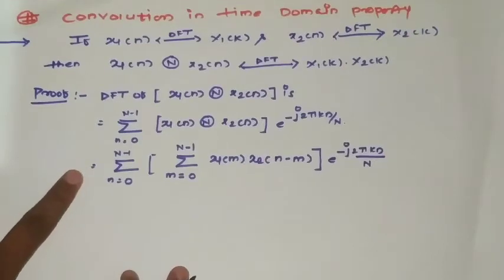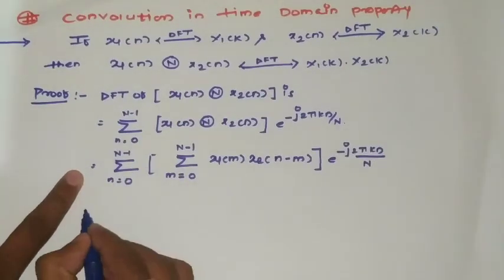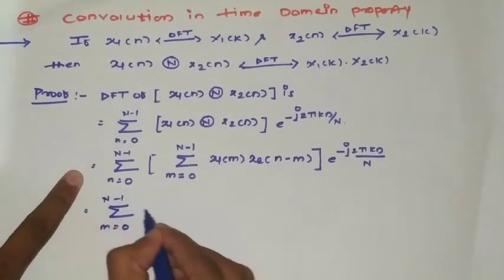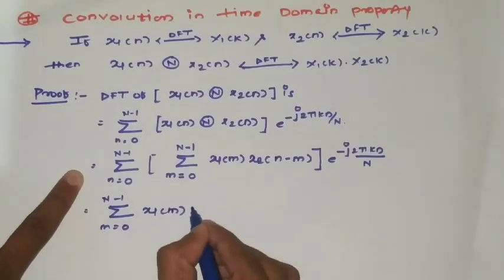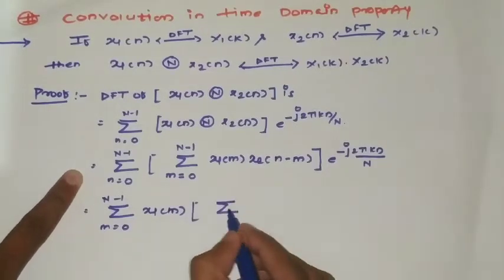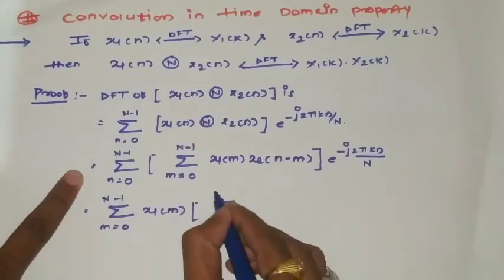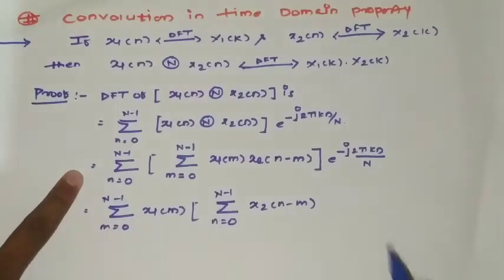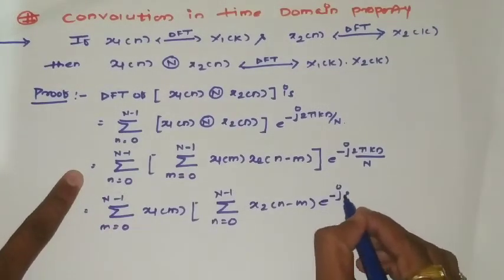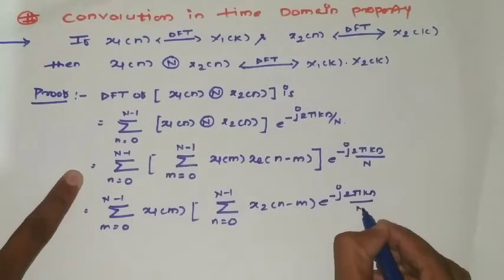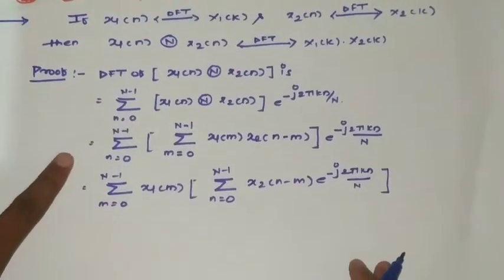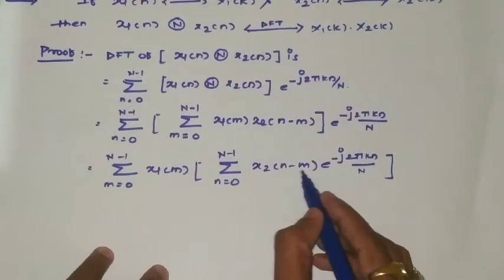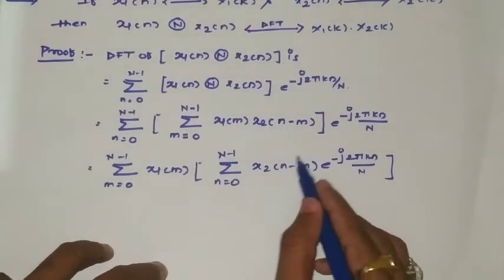Now we will make certain changes, that means just reallocating the terms. Here we will write all the terms with variable m, that is x1 of m, and in this case we will put the n variable terms as x2 of n minus m into our exponential term e raised to minus j 2 pi kn by N. Here it is. Now in order to simplify further, we have a term n minus m, so we can go for the usual substitution method.